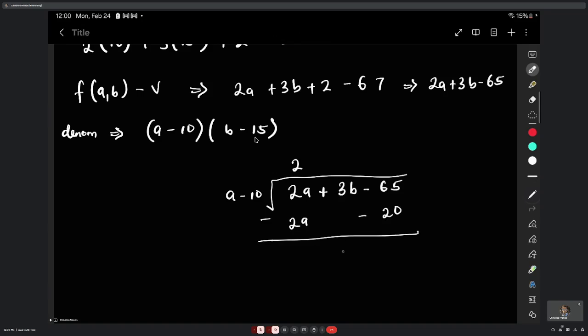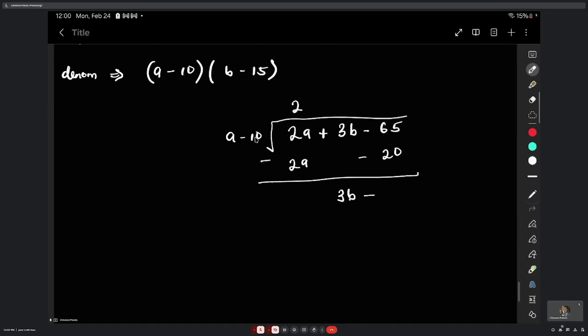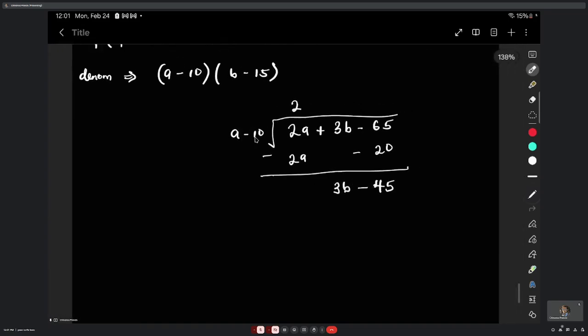How does it want to divide? 3B minus 25, so 3B minus 45. This is our new polynomial, right? And this new polynomial, 3B minus 45, we are going to divide by B minus 15. So this is 3, right? This is 3B minus 45.